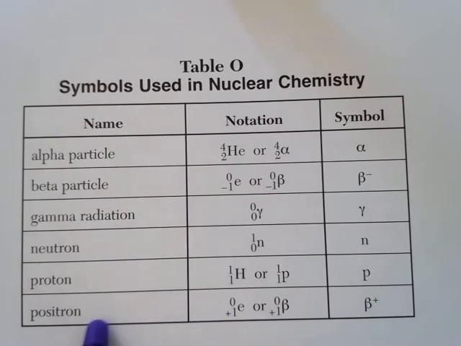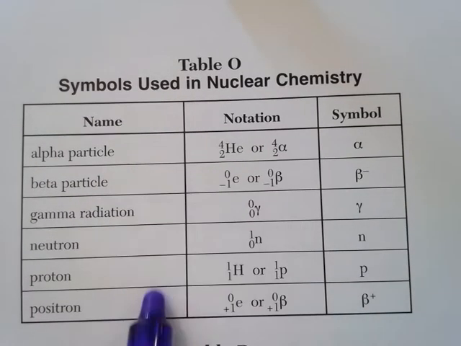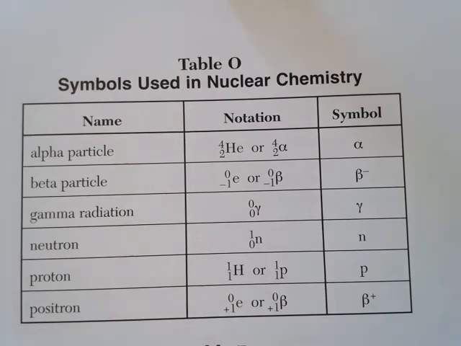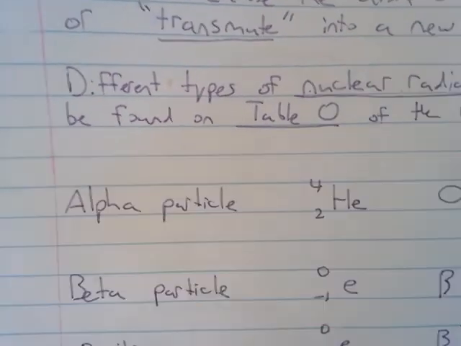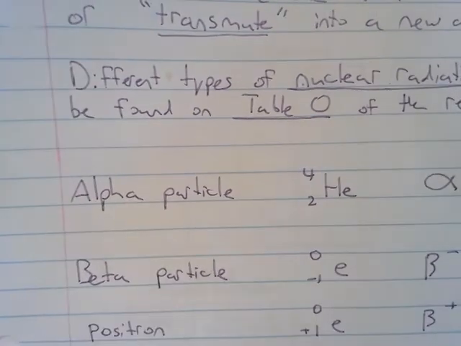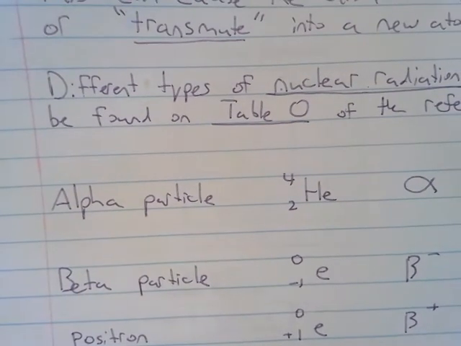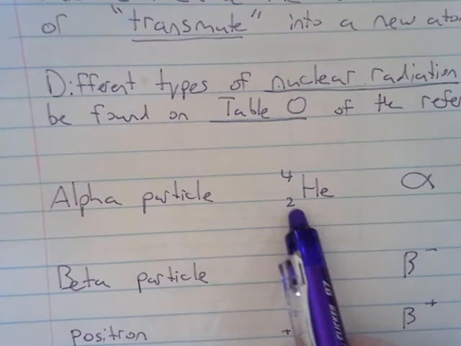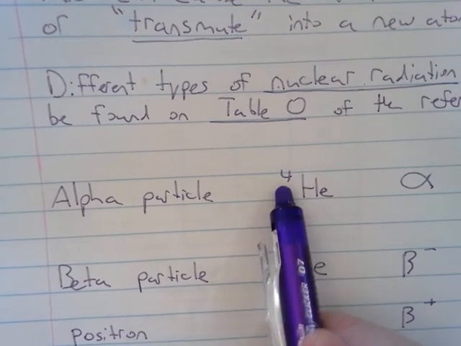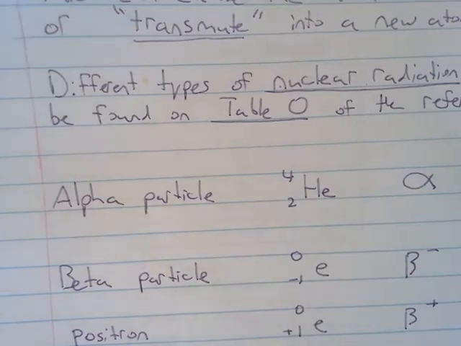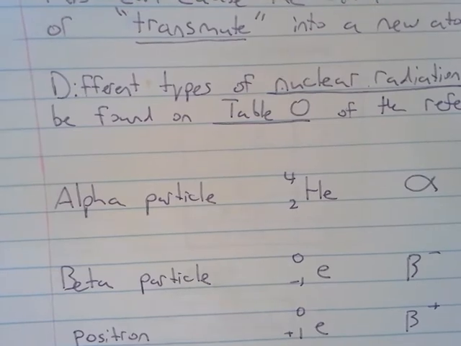Now again, these all exist. They're all different types, and you can see their symbols and their notations. But I want to focus on these 3. So first, let's talk about alpha. Now, what exactly is an alpha particle? Well, if you look at the symbol notation for an alpha particle, it is He with a 2 on the bottom and a 4 on the top. What is He? Well, that's the symbol for helium. So an alpha particle is literally a helium nucleus.